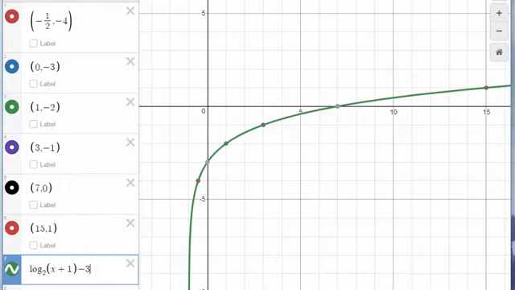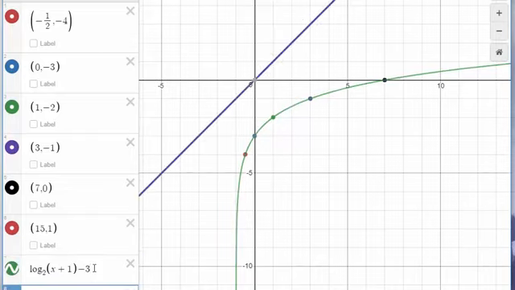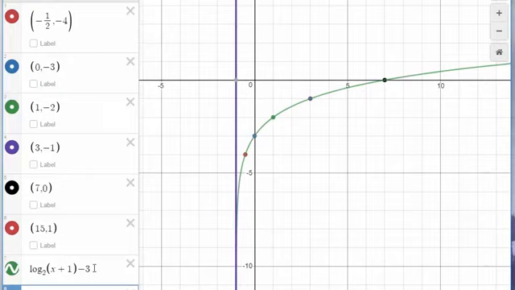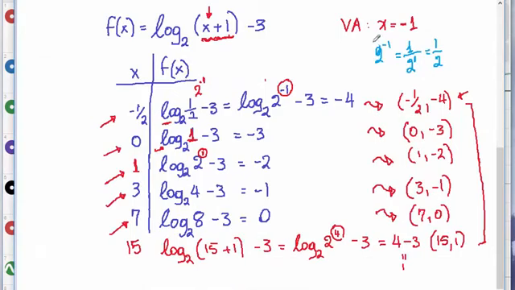So the green curve that you see is the graph of our function. And as you can see, it passes through each one of the points that we found from our table. Okay, good. And we also see that it converges. If you pay attention to where this converges, you will see that it is the vertical line that you see right here, x equals negative 1. And this is the vertical asymptote that we found from our function.